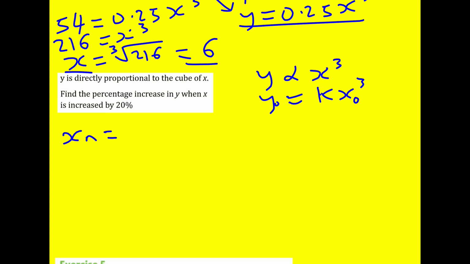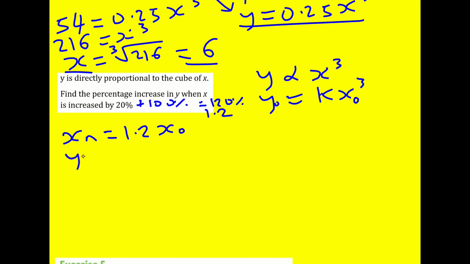Well, we're going to use the idea of multipliers that we've learned about. To increase by 20%, well, we've got 100% to start with. I increase by 20%, so I want to know 120% of my original amount. 120% as a decimal is just 1.2. So x new is 1.2 times x old.